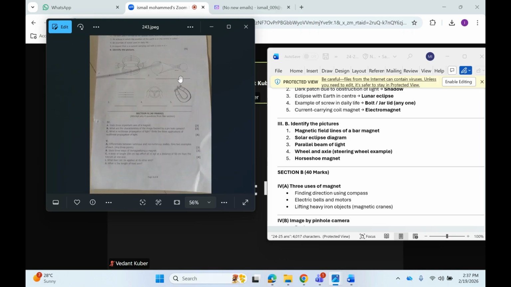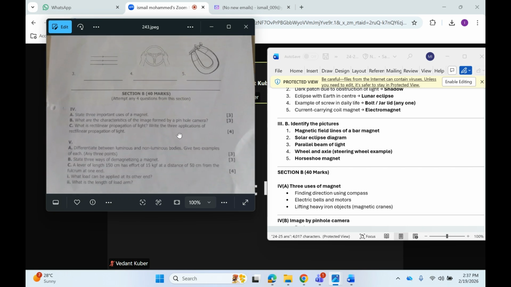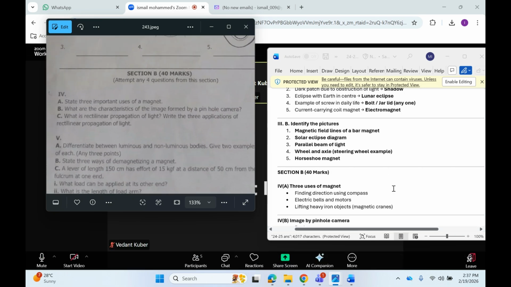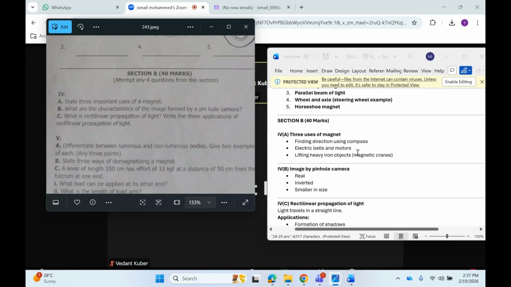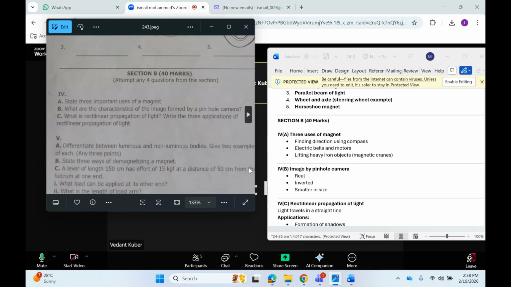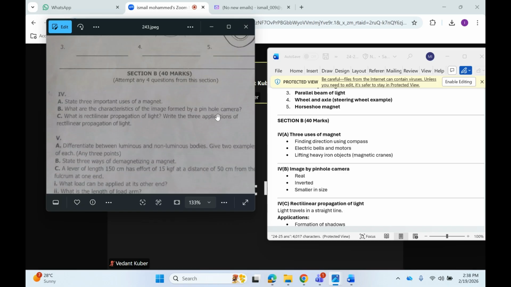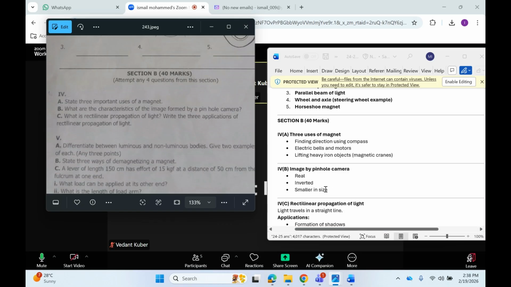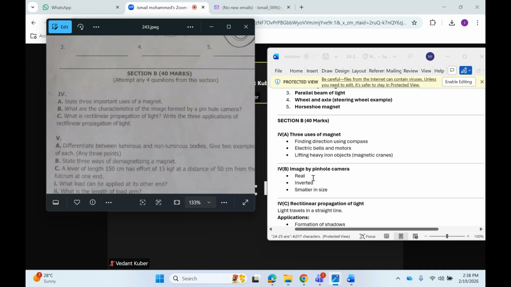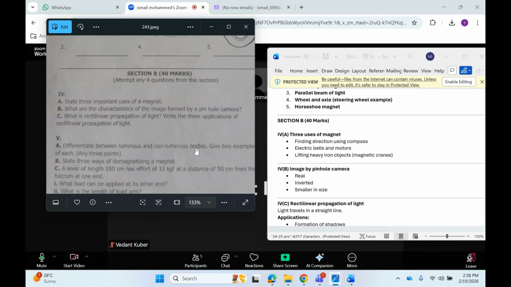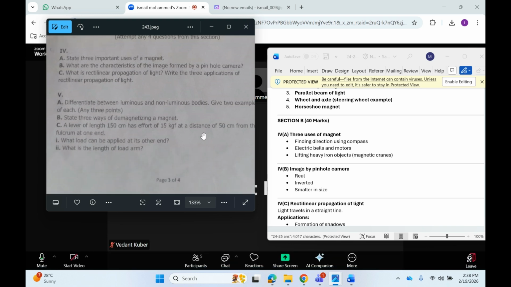Okay. So next one. State the important uses of a magnet. Finding direction using a compass is one use. Electric bells and motors work with the magnet, and lifting of heavy iron objects can also be done with magnets. These are the three uses you can write. What are the characteristics of an image formed by a pinhole camera? It is real, it is an inverted image, and it is smaller in size. So these are the three characteristics.